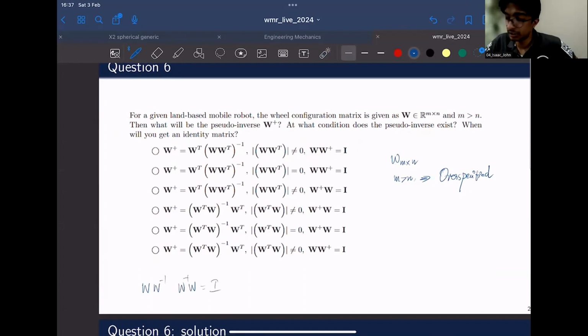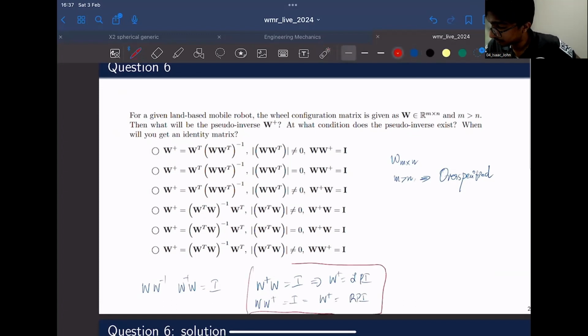But in case of a left pseudo inverse, W plus W only will give you I if and only if W plus is a left pseudo inverse, and W W plus would give you an identity matrix only if W plus is a right pseudo inverse. And these are not interchangeable. The rest of the statements are actually straightforward because we have seen that in the previous slides.